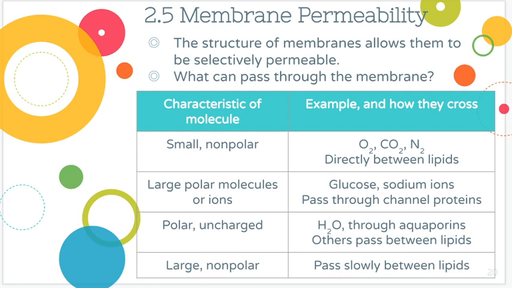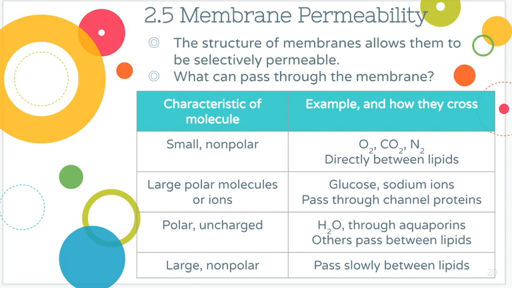Well, then you have polar uncharged molecules like water. And water can pass through the tiny pores in the membrane, but large amounts of water typically pass through aquaporins, which are specialized proteins that water passes through. Other polar uncharged molecules can pass between the lipids. And finally, large nonpolar molecules. I think that Zachary had asked a question about hormones.